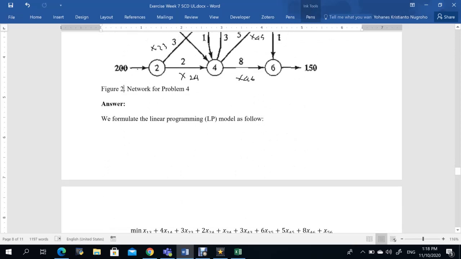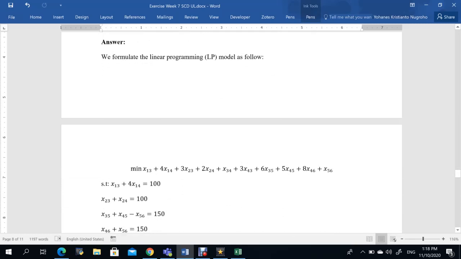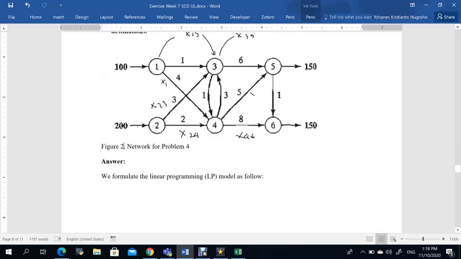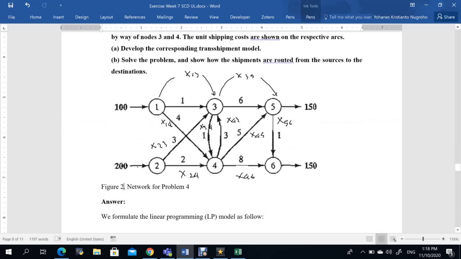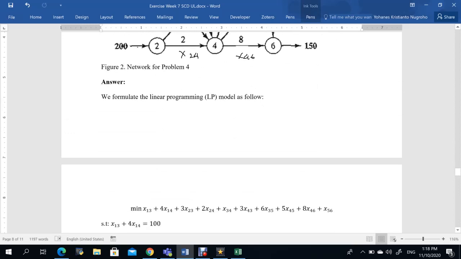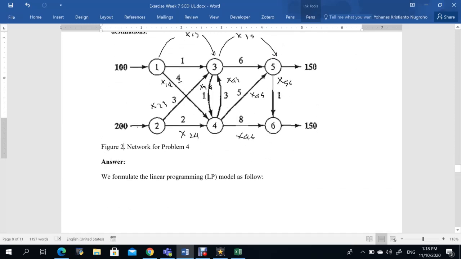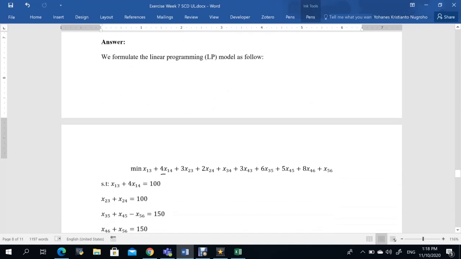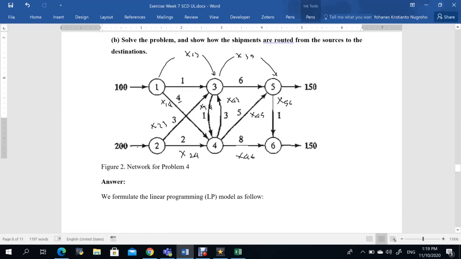All right, and we start formulating the objective function, that is 4x14, because from 1 to 4 the unit cost is 4, and then plus 3x23 and plus 2x24. For x24 we have 2, for x23 we have 3, right, and so on until we arrive at x56, that is delivery from 5 to 6.